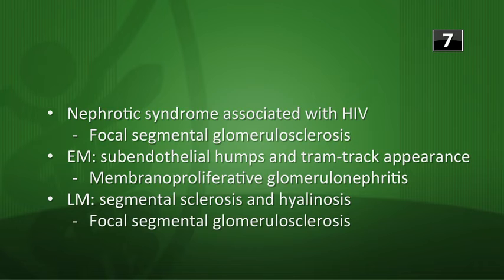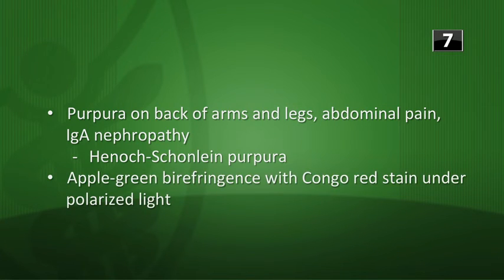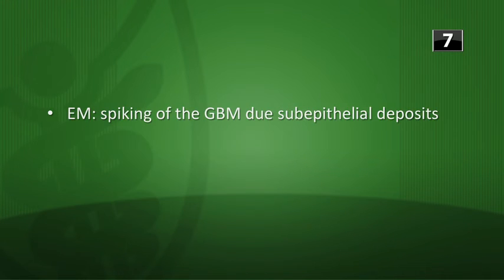That's focal segmental glomerulosclerosis. Purpura on the back of the arms and legs, abdominal pain, and IgA nephropathy. That's Henoch-Schönlein purpura. Apple green birefringence with Congo red stain under polarized light is amyloidosis. Electron microscopy shows spiking of the glomerular basement membrane due to electron-dense subepithelial deposits. That's membranous nephropathy. Remember that spike and dome appearance. So if you don't know those, make some flashcards. Make sure you know those buzzwords.